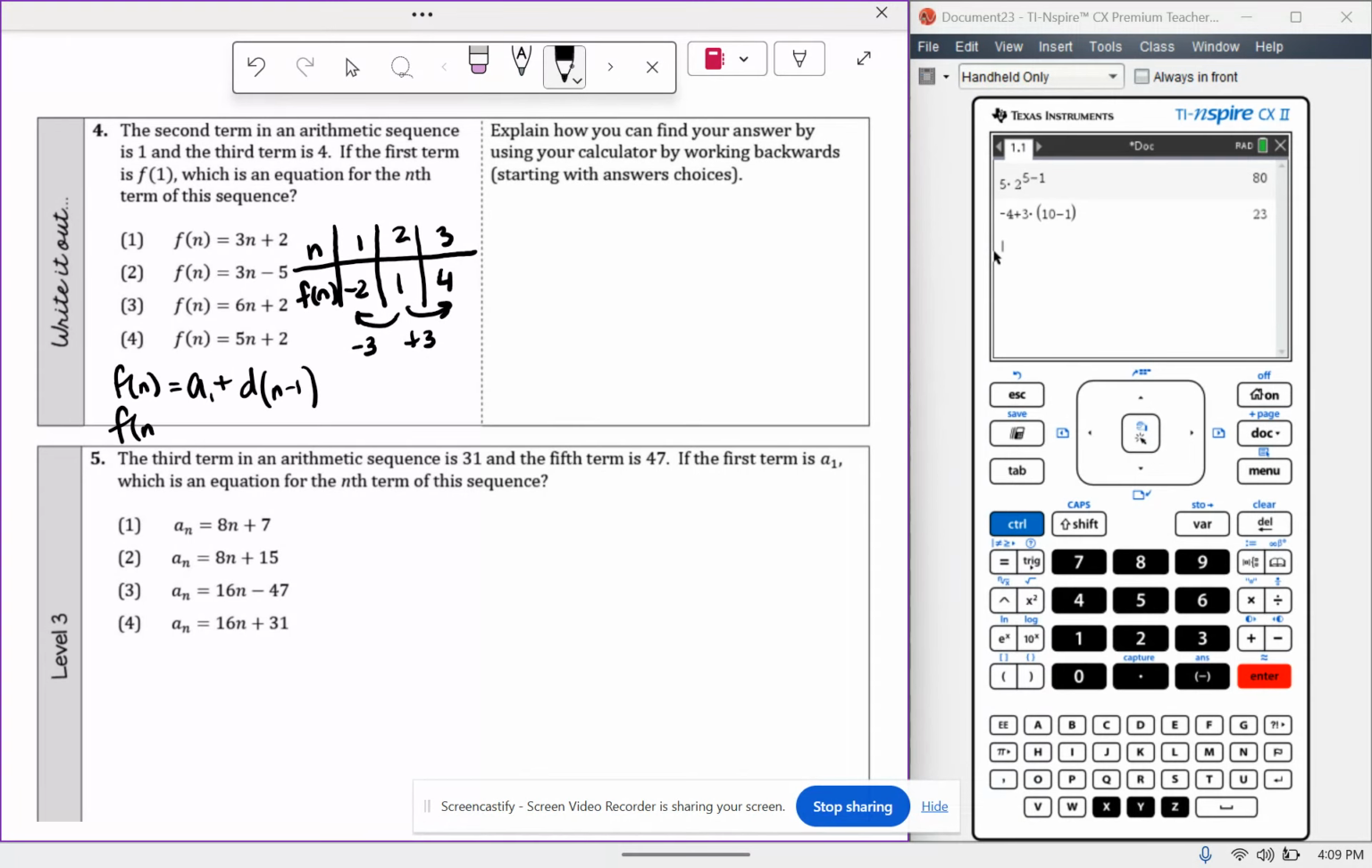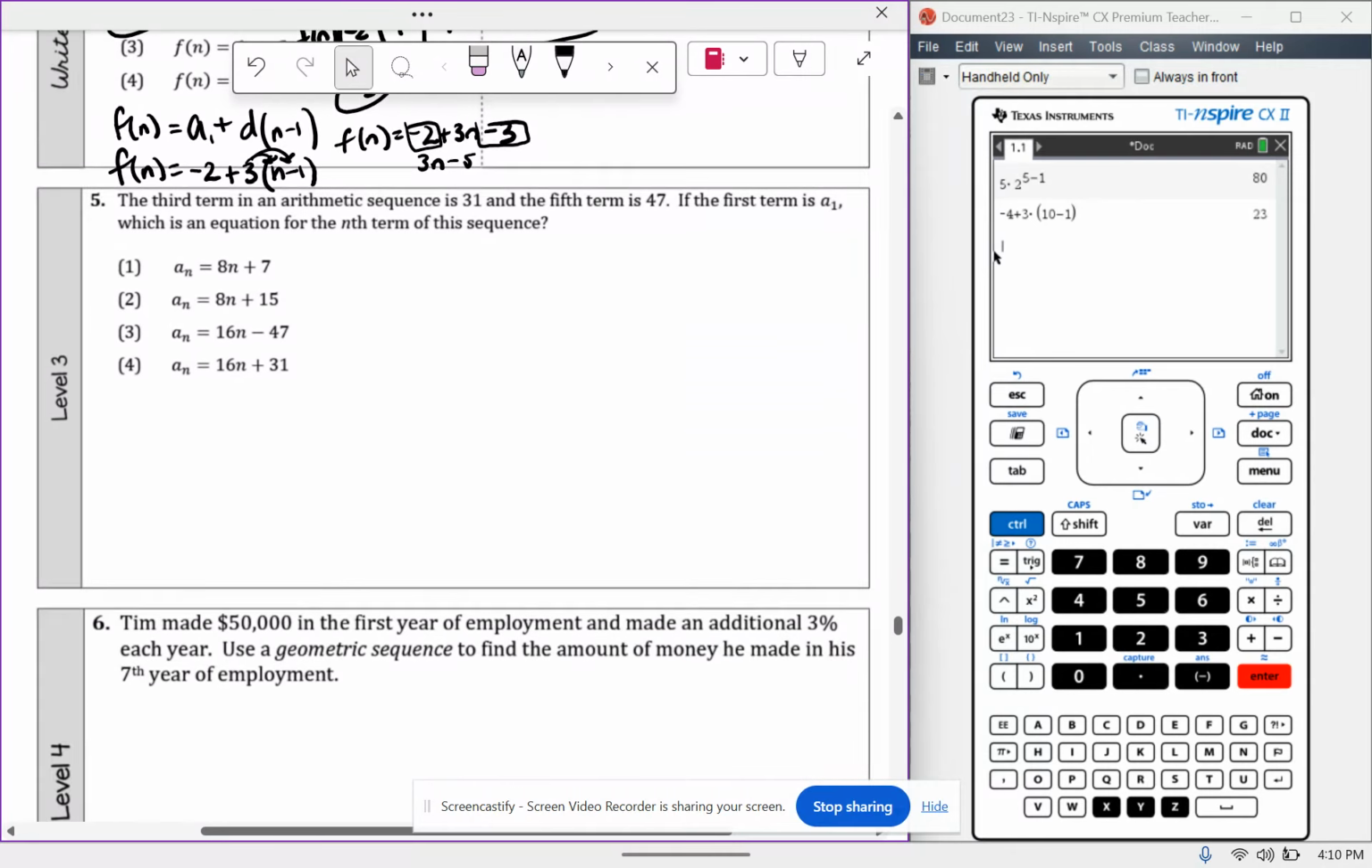So now I have f of n is equal to, the first term is going to be negative 2 plus 3 times n minus 1. So I'm going to distribute the 3, and I end up getting f of n is equal to negative 2 plus 3n minus 3. I'll combine the like terms here. I'll get 3n minus 5. That is choice 2. Explain how you can find your answer by using your calculator or by working backwards. So we worked backwards here by subtracting the 3.